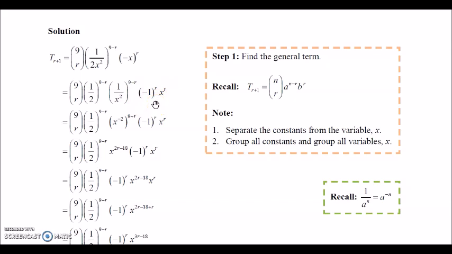So with that, let us simplify a little. We can re-express this part here, 1 divided by x squared, as x to the power of negative 2 being powered to 9 minus r. So this part here, simplify a little.